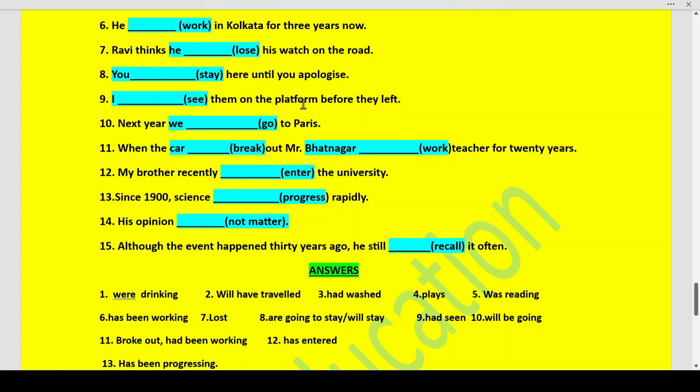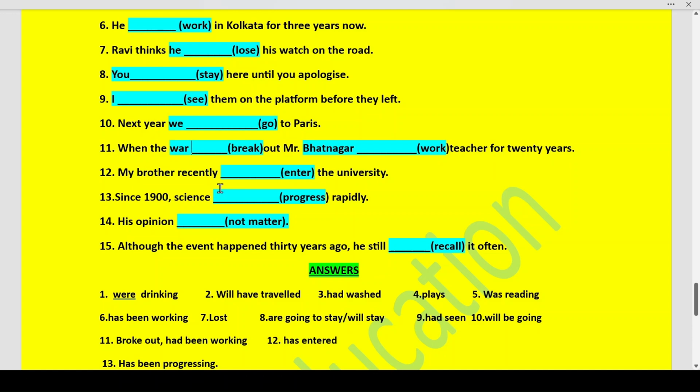I see them on the platform before they left. I saw them on the platform before they left. Next year, we shall be going to Paris. Because we use shall for we and I. Therefore, we shall be going to Paris. When the war broke out, Mr. Bhatnagar had been working as a teacher for 20 years.